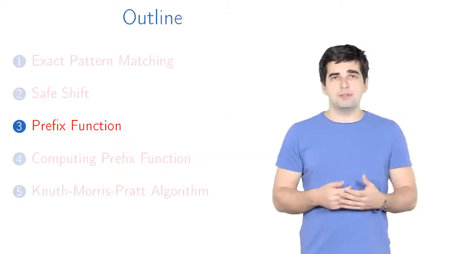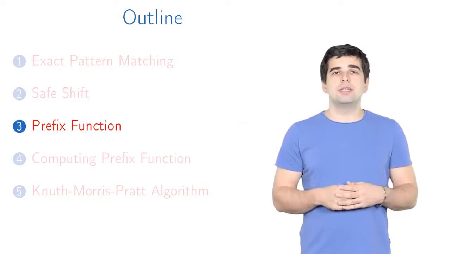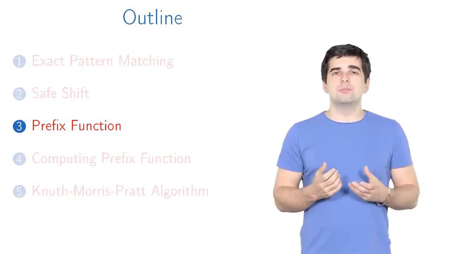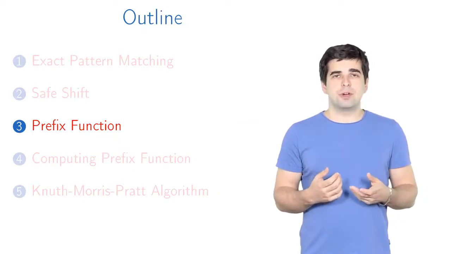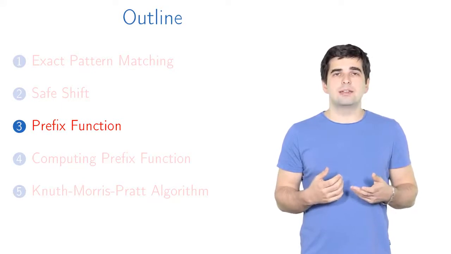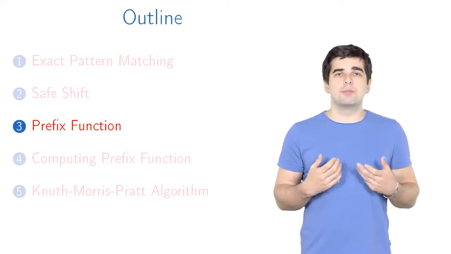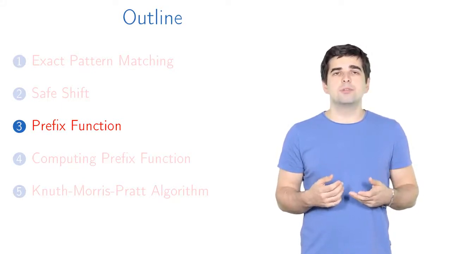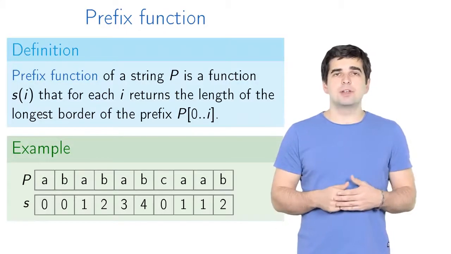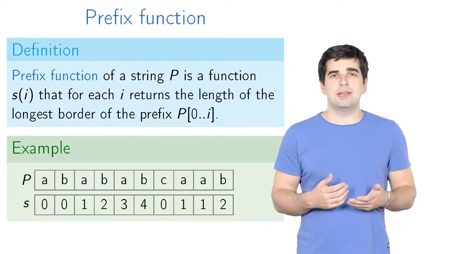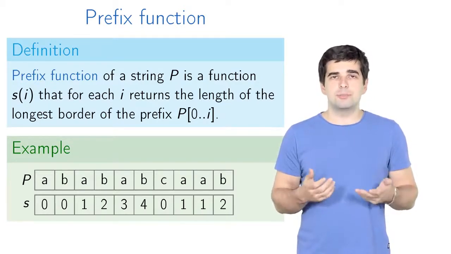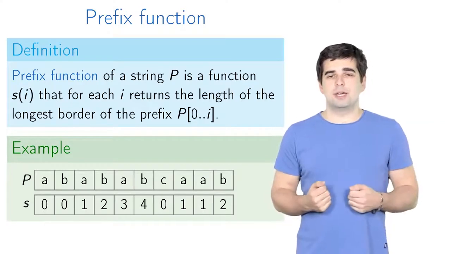Hi! In the previous video, you've learned that we need to quickly compute longest borders of different prefixes of the pattern. And in this lecture, you will learn the notion of the prefix function, which helps to do exactly that. And we will study some of the properties of the prefix function that allow us to compute it fast. The prefix function of a pattern P is such a function that for each position i in the pattern returns the longest border of the prefix of the pattern ending in this position i.